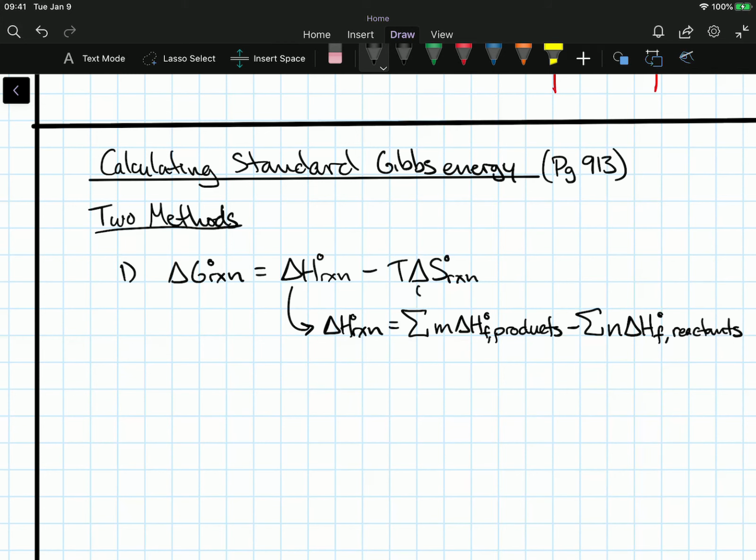And similarly, we look up these values, and the standard entropy change for this reaction would be equal to the sum times the molar coefficients of the entropy of the products, minus the sum times the molar coefficients of the standard entropy of the reactants. We just call it entropy.